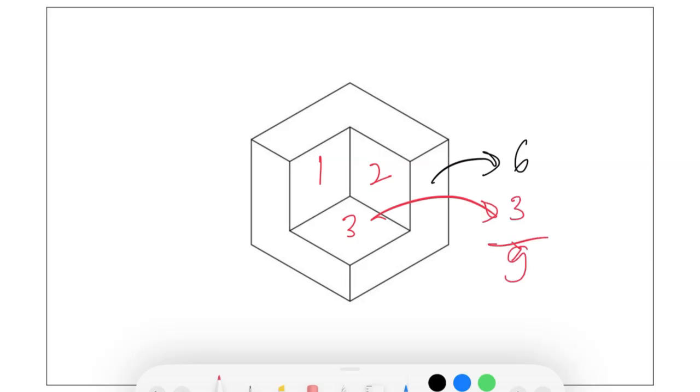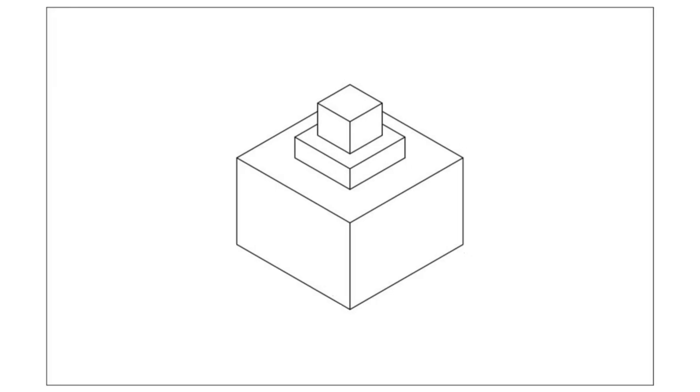Clear everyone? How counting even complicated figures become easy with the help of this. Let's move to another question. What will be the answer in this case?